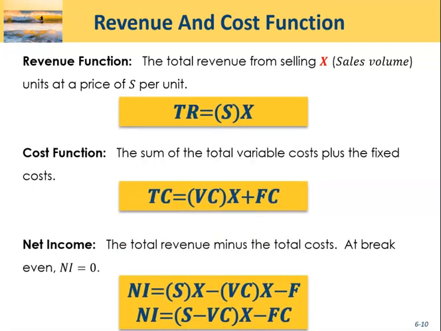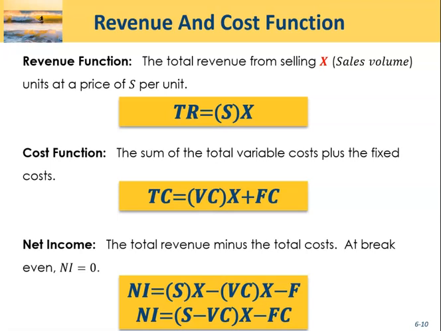Okay. So the revenue and cost function. So the revenue function, the total revenue, or TR, equals S, okay, S being the selling price per unit, multiply that by your X, which is the number of products or units that you sell. Okay, so your sales volume. So if we sell 2,000 highlighters, it's 2,000 for your X, and the S is $1. So therefore your total revenue would be $2,000.